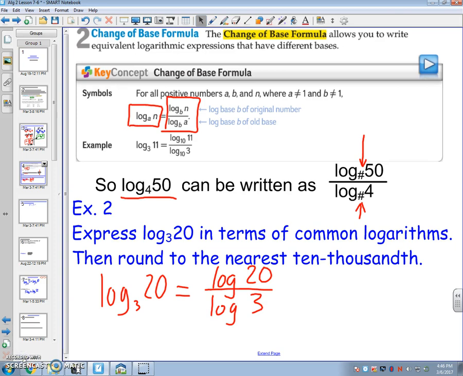Remember, I don't have to put the 10 there, but I could put a 20 there, 23 there, whatever I want, but that is the answer. Log of 20 divided by log of 3.